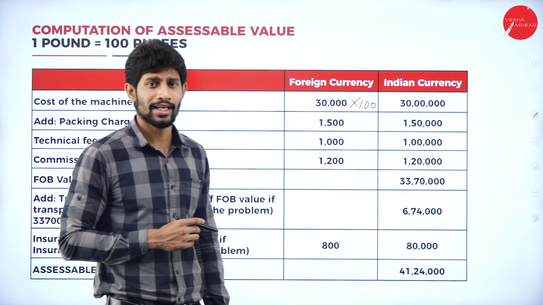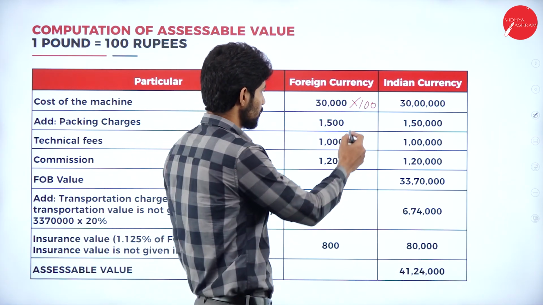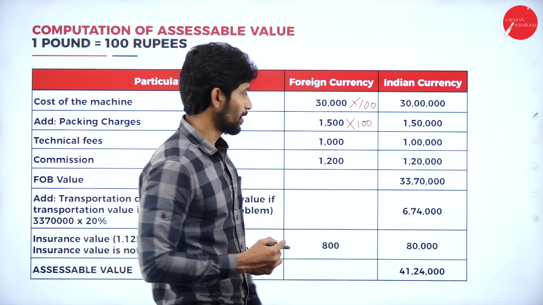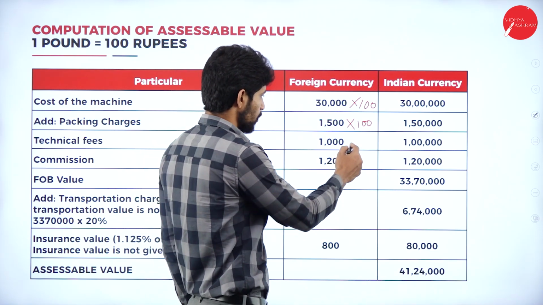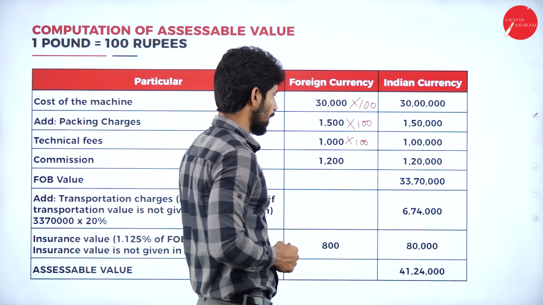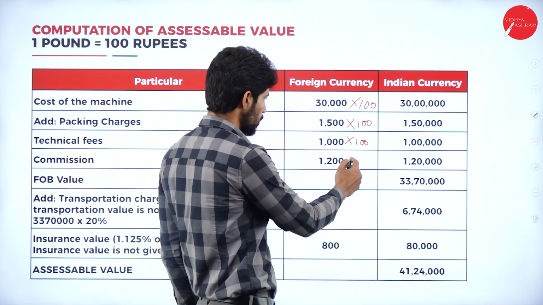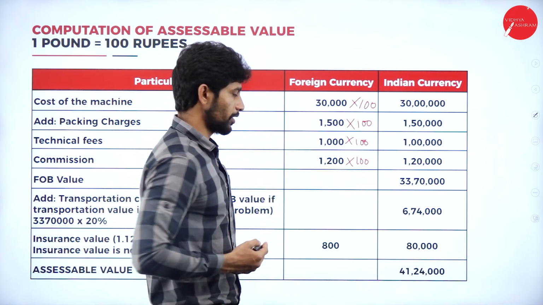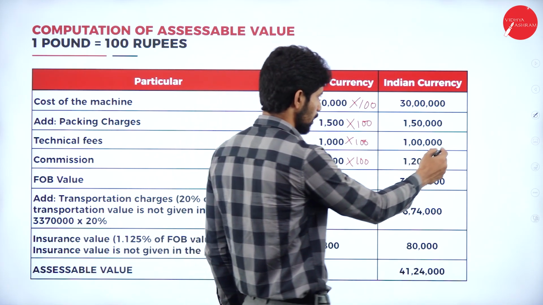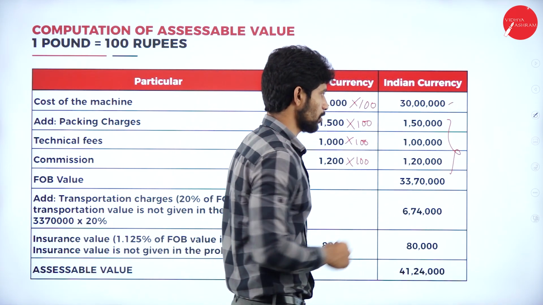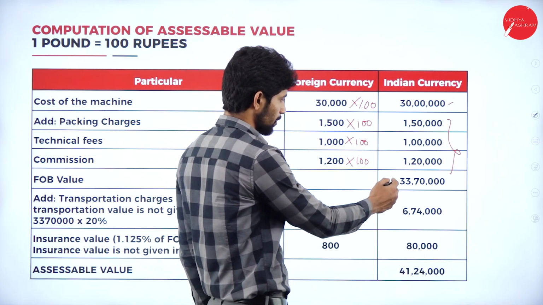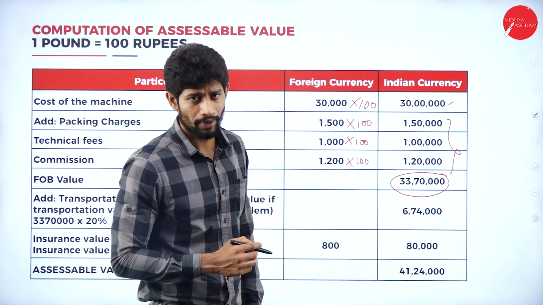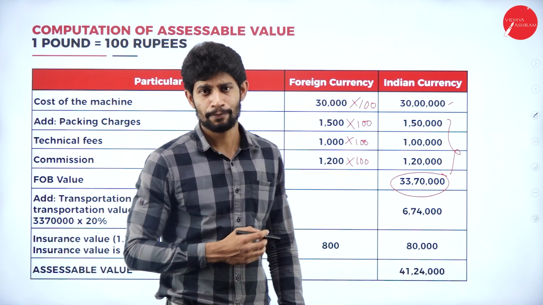Next, add packing charges. 1500 pounds into 100 rupees. You will get 1,50,000. Next point, technical fees. 1000 pounds into 100 rupees. You will get 1 lakh. Next, commission. 1200 pounds into 100 rupees. How much will you get? 1,20,000. So total these three values with the cost of machine, you will get 33,70,000. So this 33,70,000 is called FOB value.